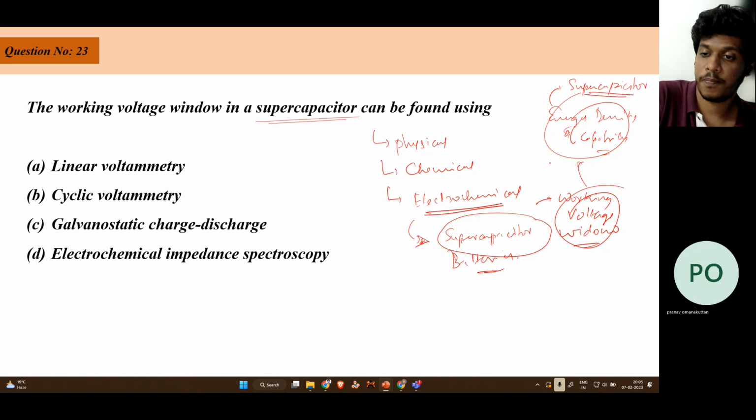So this working voltage window is generally calculated using a technique called cyclic voltammetry, and this is also known as CV.